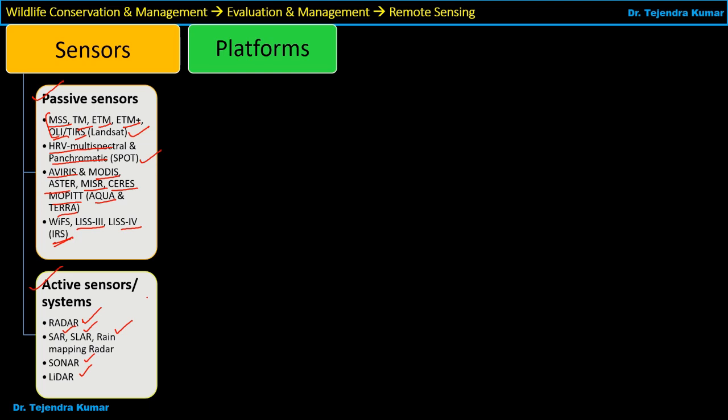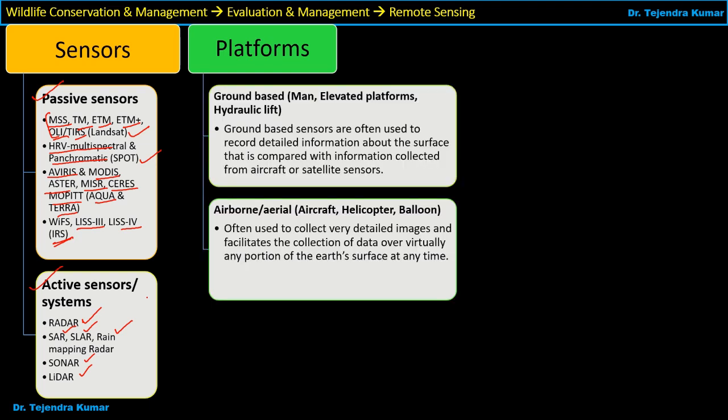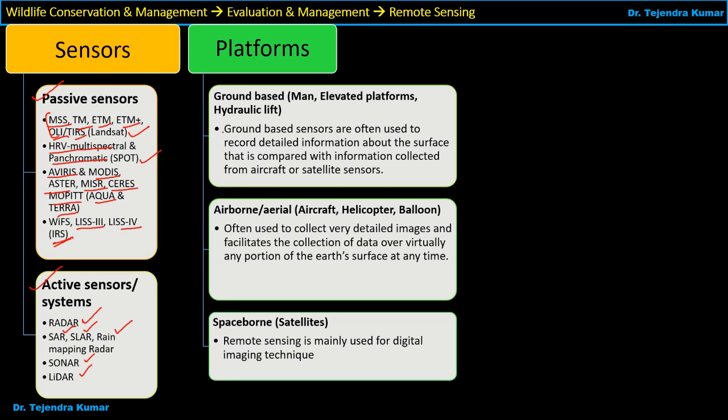Next, platforms. There are three types of platforms, as we have already seen in the last slide. First, ground-based, like man-elevated platforms and hydraulic lifts. These are present on the ground but provide high or elevated platforms. Second is airborne or aerial, where we use aircraft, helicopters, and balloons. And beyond that, at very high height, are the spaceborne platforms, which are the satellites.